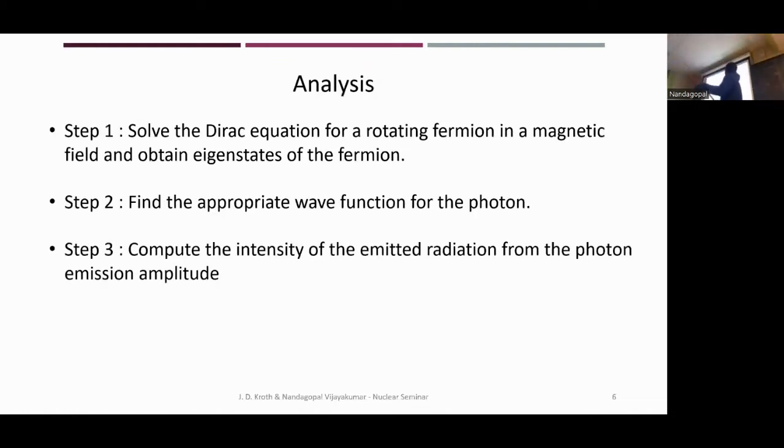Now, our analytical procedure can be broken down into 3 steps. First, we solve the Dirac equation for a rotating fermion placed in a magnetic field, and we obtain the energy spectrum and eigenstates. The second step is rather straightforward: to find the wave function of the photon in cylindrical coordinates. We'll be using cylindrical coordinates because that's the most convenient one to impose rotation. And the final step is, once we get these wave functions, we can calculate the amplitude of photon emission, and from that, the total radiation intensity.